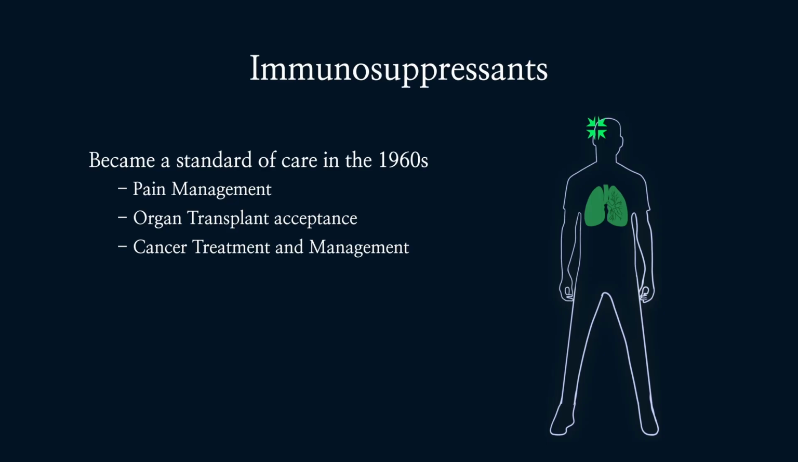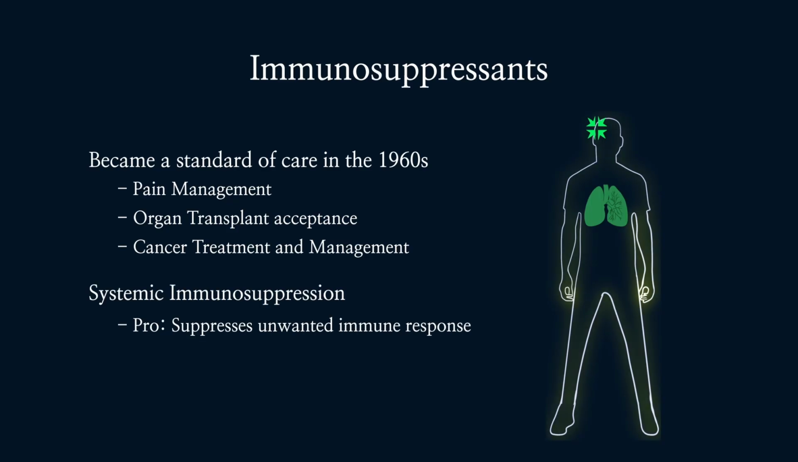Many immunosuppressants work through systemic immune system suppression, which, while successful in suppressing harmful immune activity, also suppresses beneficial immune activity due to their lack of specificity. Examples of systemic immunosuppressants can be seen in the two small molecule drugs prednisone and cyclophosphamide.